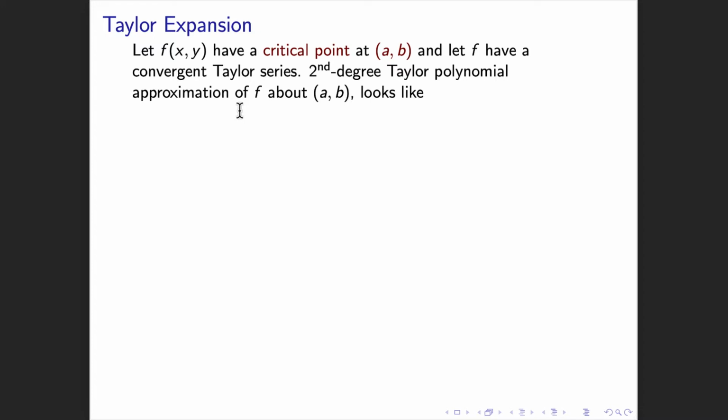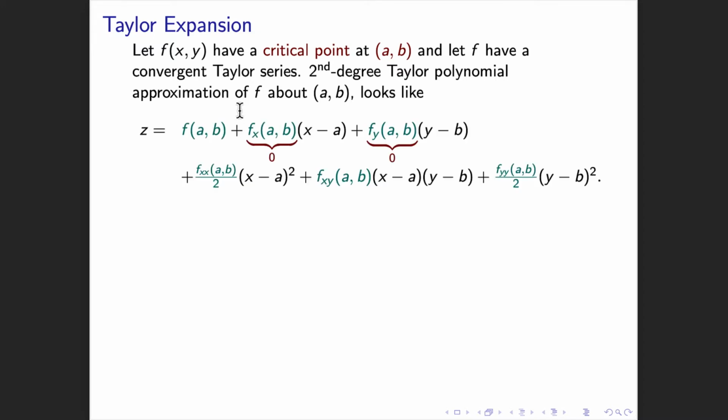If f of x and y has a critical point at (a, b), and let f have a convergent Taylor series, the second degree Taylor polynomial approximation of f at (a, b) looks like this. Again, (a, b) is the critical point. You can expand using a Taylor series, but in this case we're expanding at a critical point. So it would look like this.